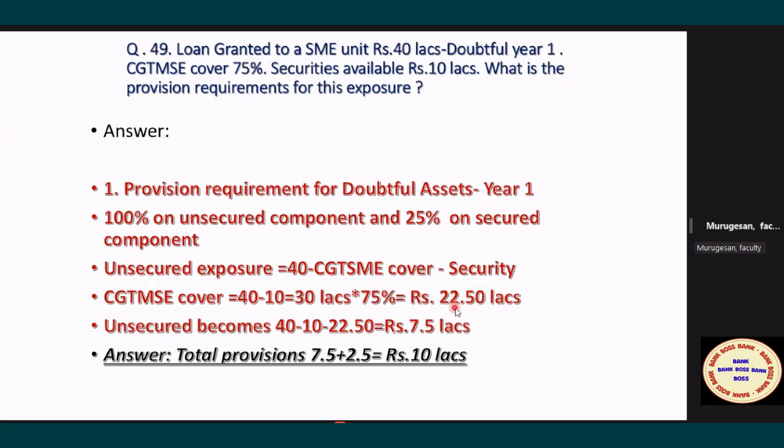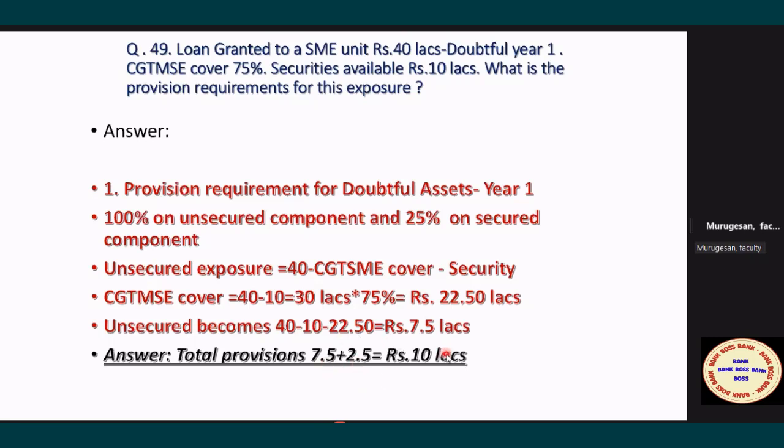30 into 75%, 22.50. Okay, so the unsecured becomes what? 40 is the exposure, 10 you are going to get by sale of securities, the 22.50 you are likely to get from CGT SME. So the uncovered, unsecured component becomes 7.5. For this, the rule is you have to provide 100%. So 7.5. And the security available, 10 lakh. On that you have to provide 25%. So 2.5. So the total provision is 10 lakhs.